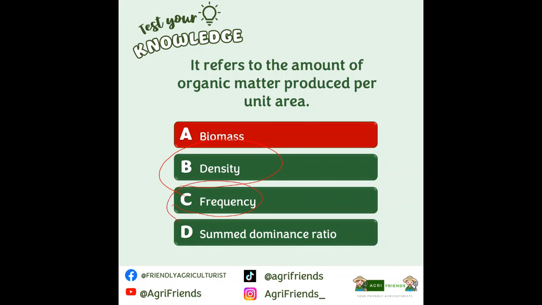Frequency is the rate at which something occurs over a particular period of time, or the number of times you observe a weed over the total number of sampling. Sum dominance ratio is used to determine the most dominant weed present in the area. So it is calculated from the relative density, relative frequency, and the relative biomass.